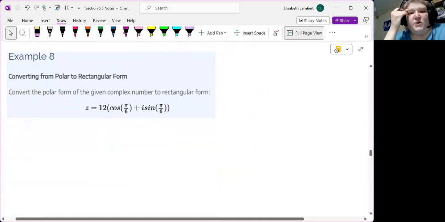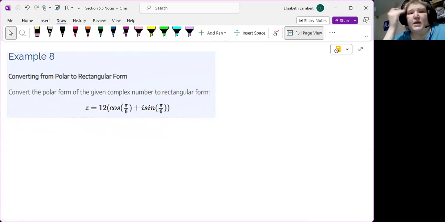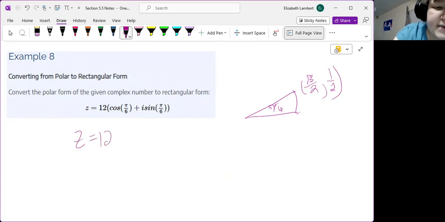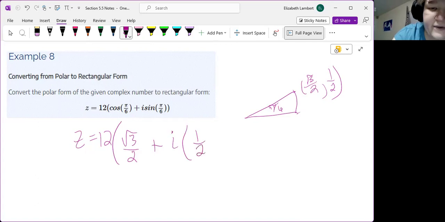All right, now we're given the polar notation and asked to go back. This is very much, look it up on the unit circle, write down the fractions, multiply by 12, done. So pi over 6 is long side, short side. So square root of 3 over 2 and 1/2. So our z is the same as 12 times square root of 3 over 2 plus i times 1/2.